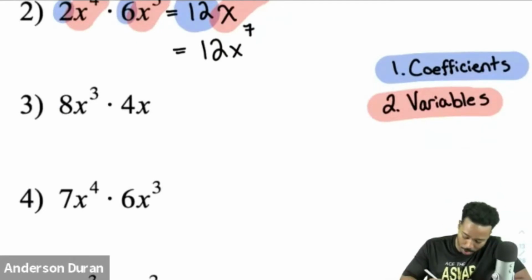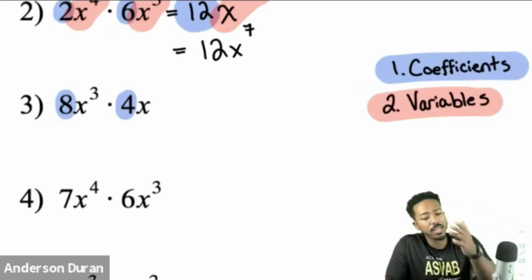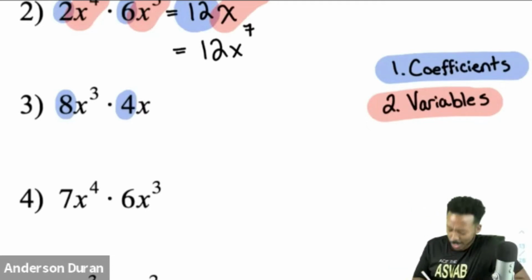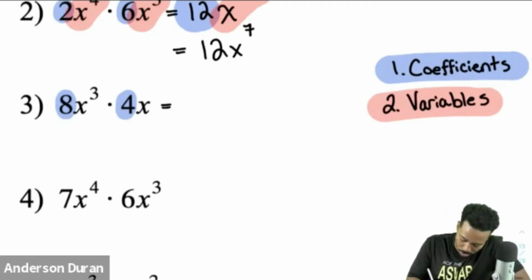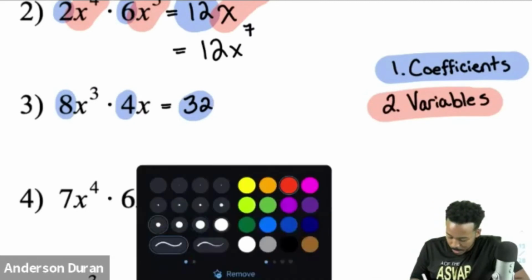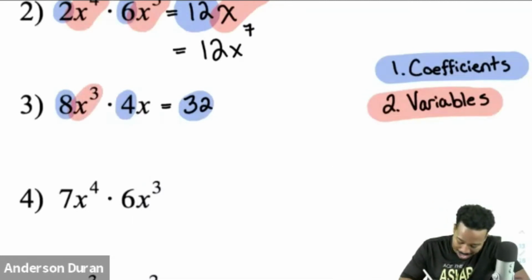So we're going to take care of coefficients 8 and 4 now. Everyone, 8 times 4. Help me out. That's right, 32. That's where the 32 comes from. Multiply the coefficients first, then multiply the variables. The only difference with the variables is that when we multiply the variables, we have to add the exponents.